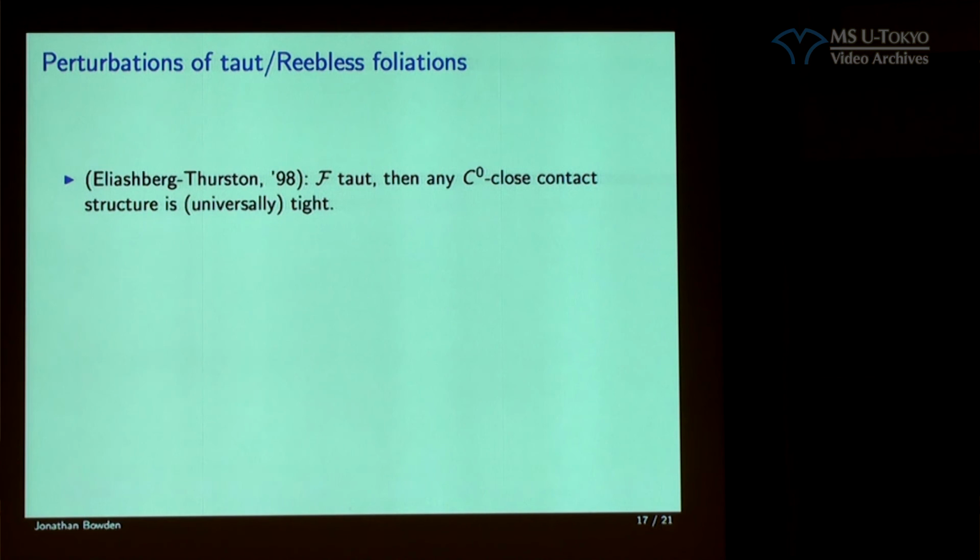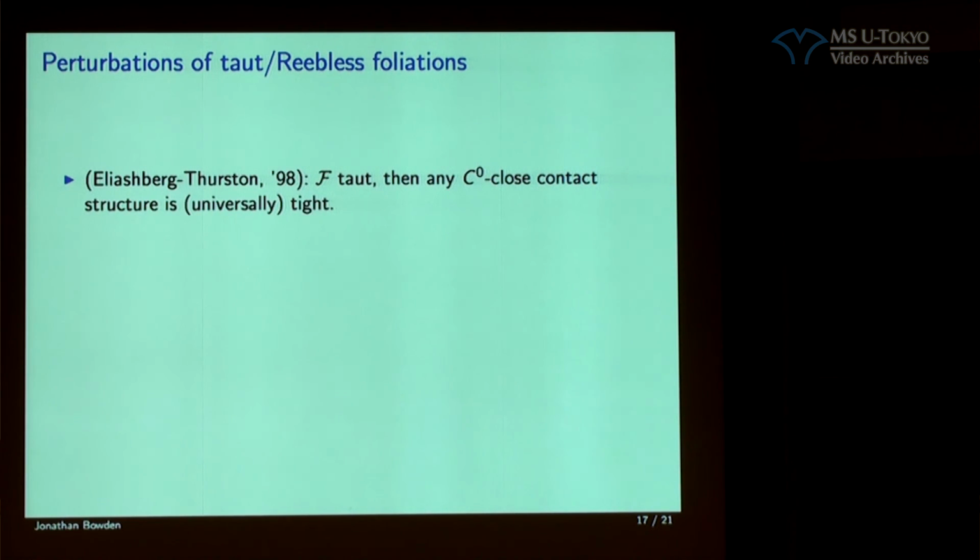I guess the first great success of the approximation theorem was that if you have a taut foliation, and there are lots of interesting constructions of those, then C0 close to that, you always get a tight contact structure, and it's even better: it's tight even when you go upstairs to the universal cover. So universally tight here means that there's no such disk even when you go to the universal cover.